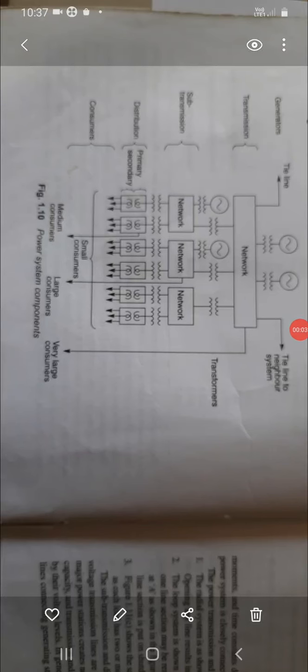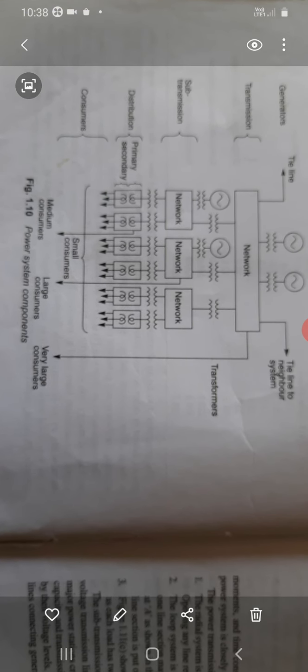The next topic is the structure of a power system. In the structure of a power system, we are seeing a diagram of power system components. It has a generator, transmission line, sub transmission, and distribution system. The main work of a generator is to convert mechanical energy into electrical energy, and this energy is produced in bulk and has to be transferred from the generation point to the consumer point.